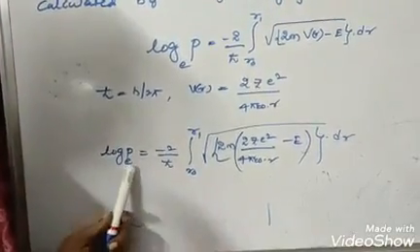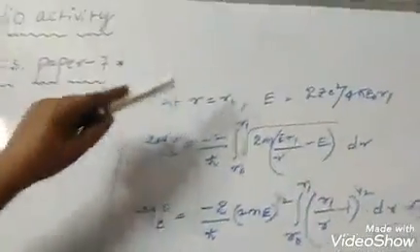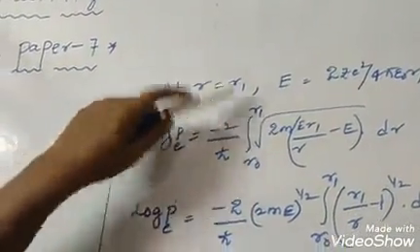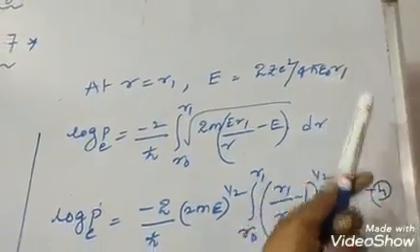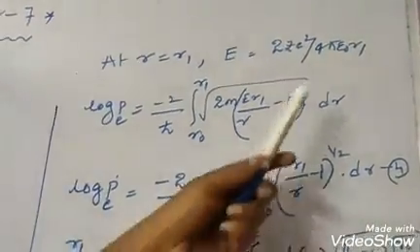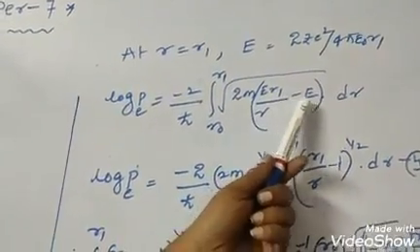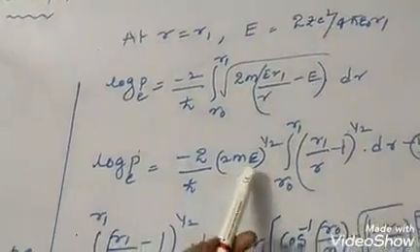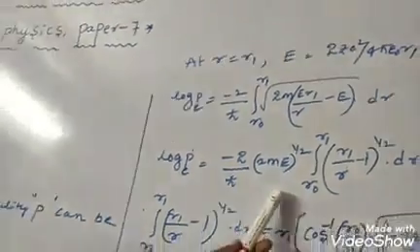So log p to the base e. And next, when the alpha particle is moving away from the nucleus, at the distance r equal to r naught, in the place of r naught we are substituting r1. So we are substituting r1 in log p, and we substitute the value of E. Next we take common factors, then we get this equation.